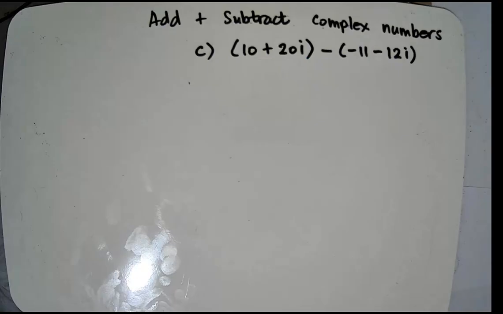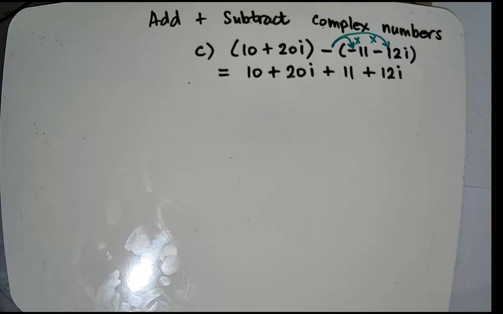We have C. Notice again we have a negative in front of a bracket. In mathematics, you must always check for the negatives in front of brackets. This is the biggest mistake learners make. So the first bracket will remain the same. The second bracket will have negative times negative is a positive, so we'll get positive 11 plus positive 12i.